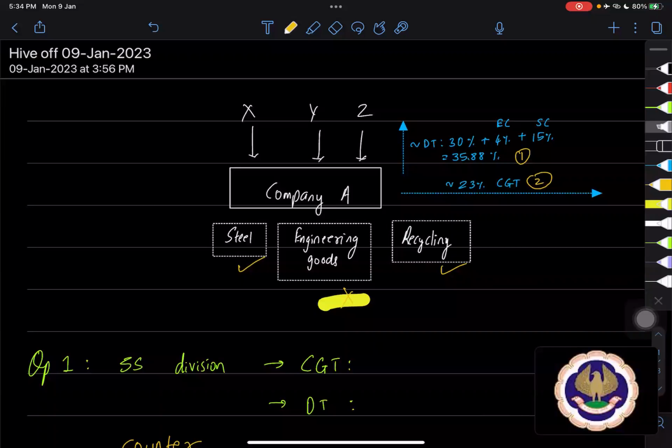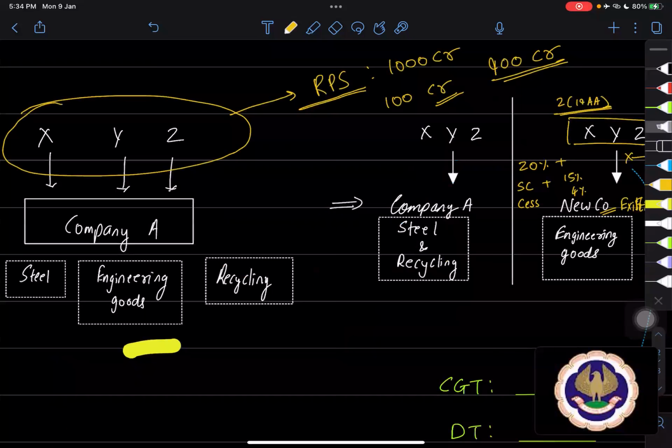So out of the original structure where we were looking at a huge amount of tax, 23% plus 35.88%, we eliminated 35.88%. Now we are saying that even for CGT, we can defer. It's not a case of eliminating tax, but we can defer the tax, right? So let's say I am redeeming only 10%. So effectively, I am paying tax of only 2.3%.